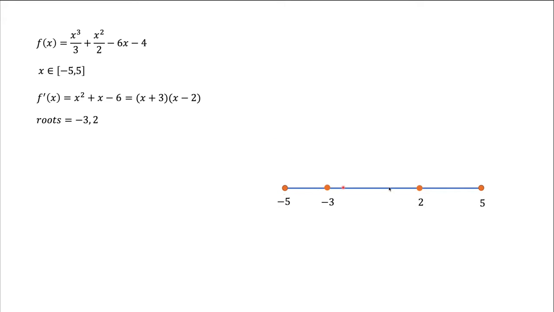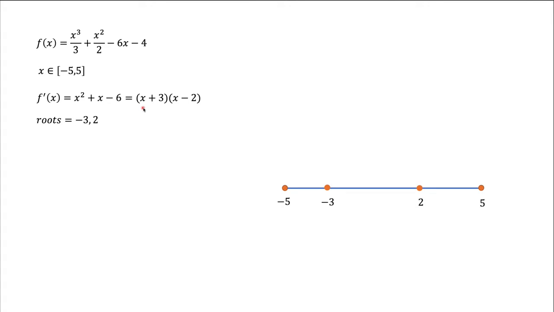So let's look at our horizontal coordinate. We're going to put those points where the derivative equals 0, those called critical points, -3 and 2. And also we're going to put the points -5 and 5, which are the boundaries of this interval. And now let's look at the sign of the derivative.